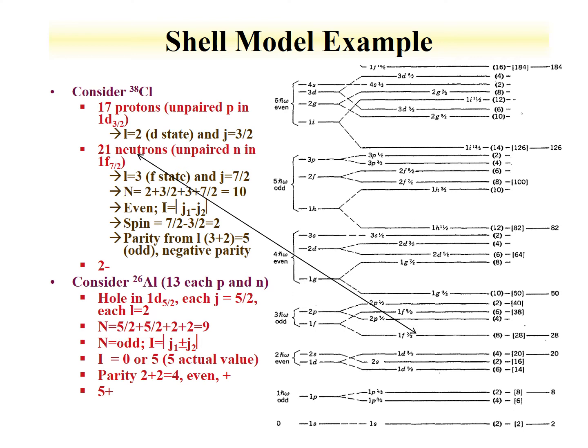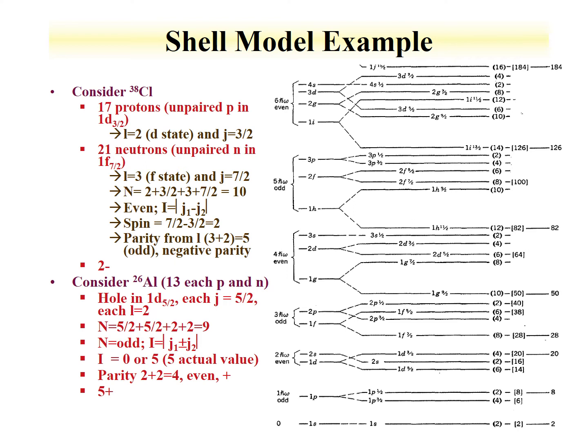So the Nordheim number is just 2 plus 3/2 plus 3 plus 7/2. That's equal to 10. That's an even number, so the spin is just going to be the absolute value of the difference between 7/2 and 3/2. 7/2 minus 3/2 is 4/2. The spin is 2. The parity is from the L's, so that's 3 and 2. The L sum is 5, negative parity. The spin is 2. The parity is minus. We expect chlorine-38 to have a spin and parity of 2 minus.